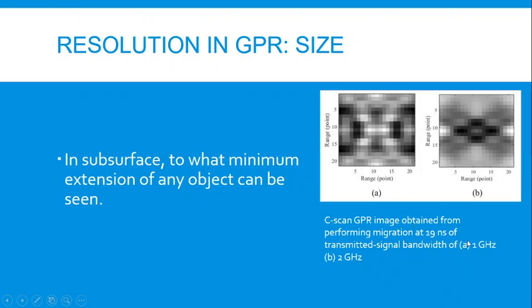So basically as the frequency increases, you can see the sharpness is more in image B as compared to image P. So in the subsurface, the minimum extent of any object that can be seen is basically what defines our resolution using GPR. But it's only the C scan that we are showing here and discussing in this example. As we go for the B scan or A scan, the definition of resolution definitely changes.